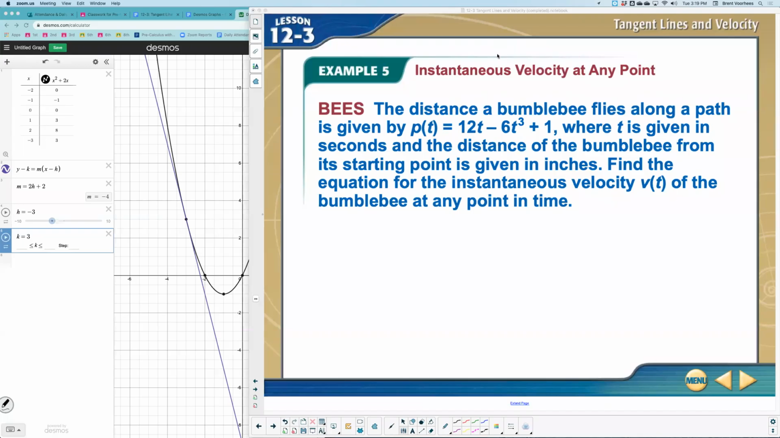All right, example 5, instantaneous velocity at any point. The distance a bumblebee flies along a path is given by this function p, where t is given in seconds and the distance of the bumblebee from a starting point is given in inches. That means p is calculated in terms of inches, p of t. Find the equations for the instantaneous velocity of the bumblebee at any point in time.